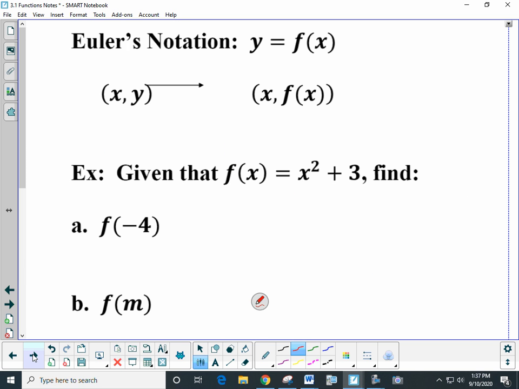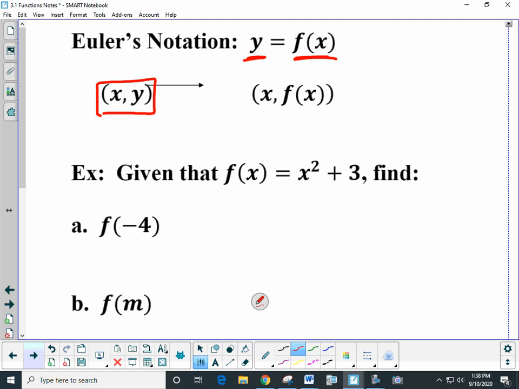I just want to remind you of Euler's notation. I don't know how much you saw this in Algebra 1. You should have seen more of it in Algebra 2. But we normally learn about the point x, y. The very first thing you learned in middle school when you were learning how to graph a point on the Cartesian coordinate system. Euler said that y is equal to f of x, because then this allows him to name multiple different functions on the same graph.